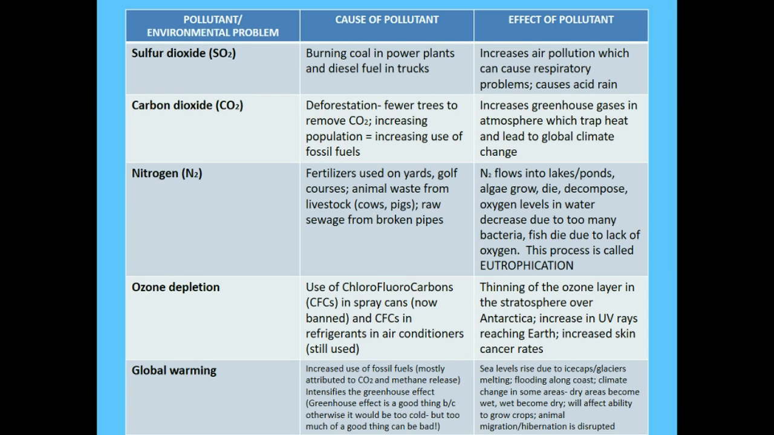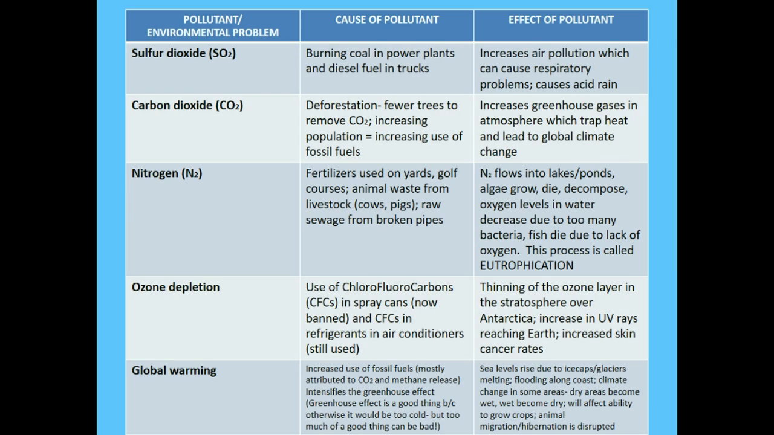Alright, and then finally what we're going to finish with is human impact. So there are a couple of things here that I want to point out. The first is sulfur dioxide. We're really going to look at the cause and the effect. The cause is burning fossil fuel, so either as coal in power plants or in cars. And the effect of that is creating air pollution and also acid rain.